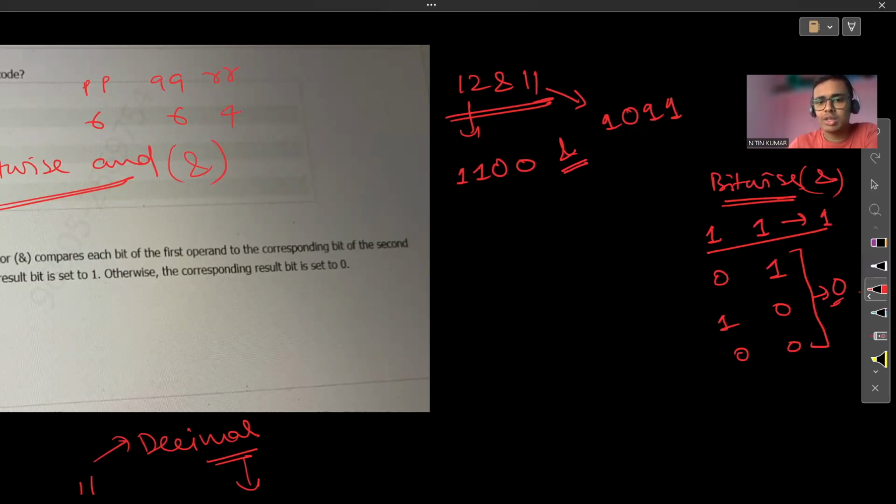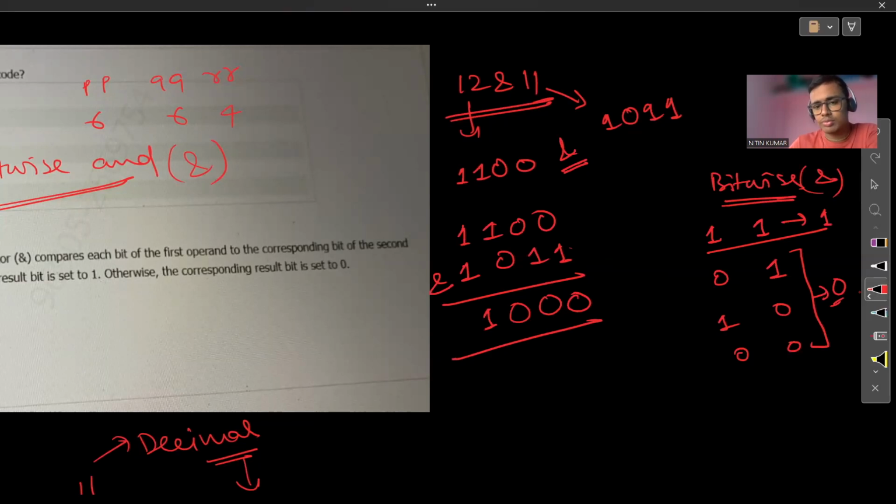So let's take this value. 1, 1, 0, 0. This is the value of 12, and I am writing the value of 11 corresponding to that. Okay. And taking AND of both. Now, 1, 0 will get me what? Because I am taking bitwise AND here. So 1, 0 will get me 0. Again here, 1, 0 will get me 0. 0, 1 will also get me 0, because if any of them is 0, then I get 0. But here, both of them are 1, so I am getting 1 here. Both of them are 1, so I am getting 1 here.